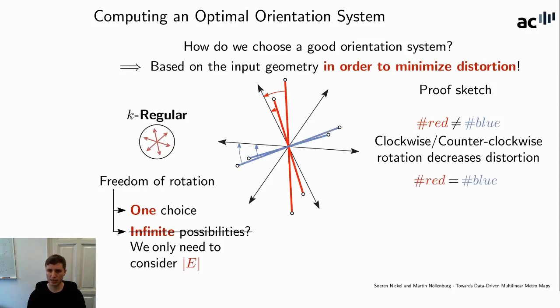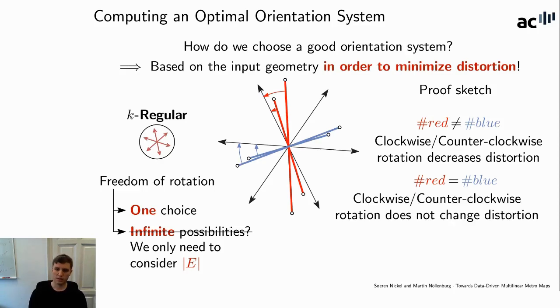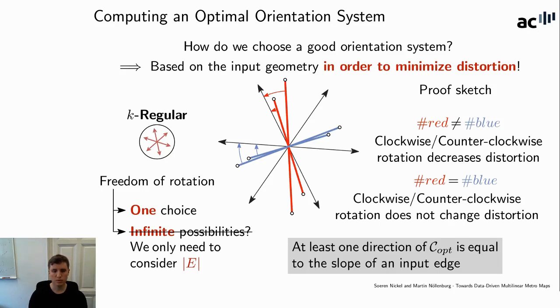So what in case we have the same number? Well, then actually we do not change the distortion of this orientation system by moving it clockwise or counterclockwise until we coincide with a single edge. So the takeaway is that we can always choose an optimal orientation system in which at least one edge coincides with one of the orientations which are available in a regular orientation system.